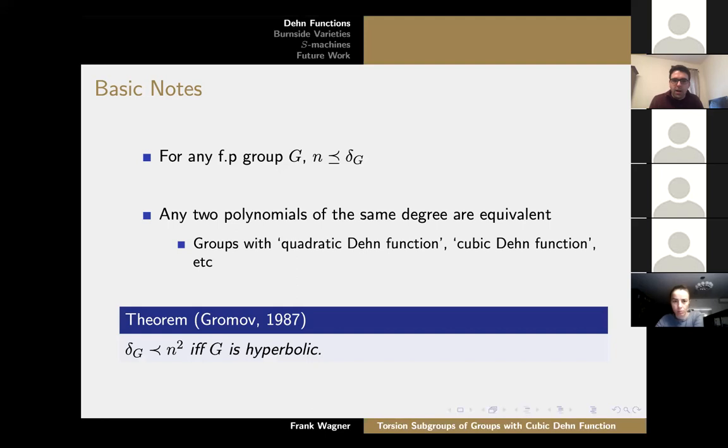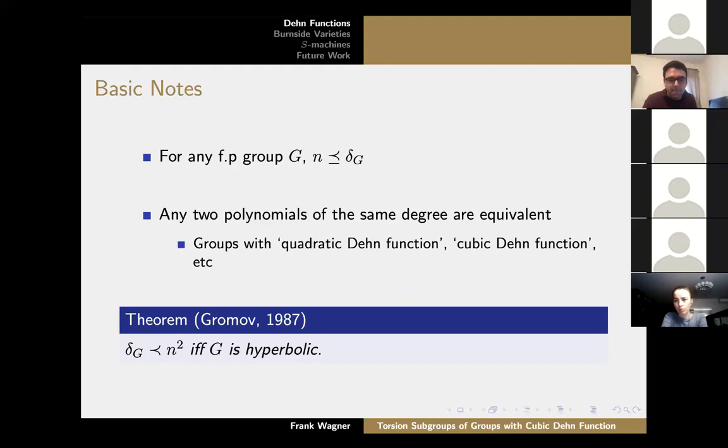And then this isoperimetric gap that Gromov established says that if your Dehn function is below quadratic, then it has to be hyperbolic, meaning that there's this jump between Dehn functions that are n and Dehn functions that are n squared, and no such jump happens later.